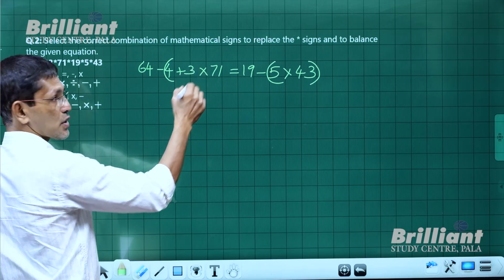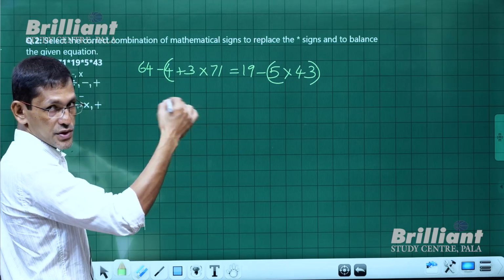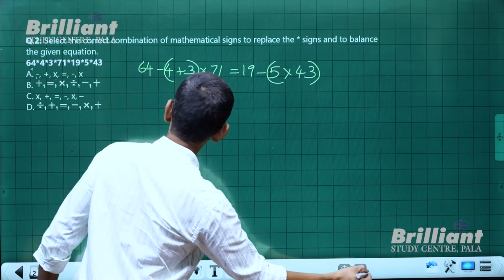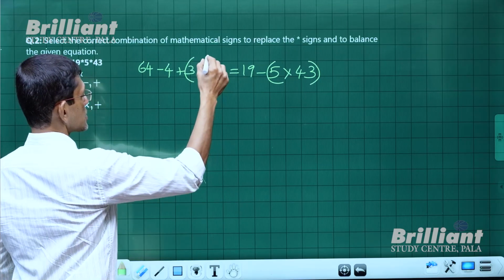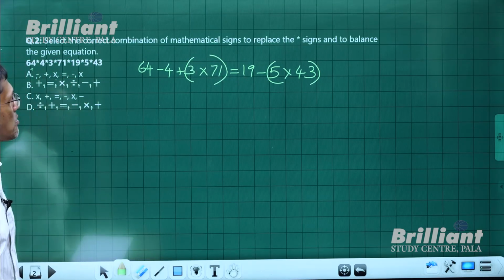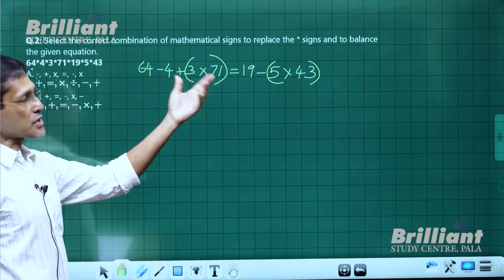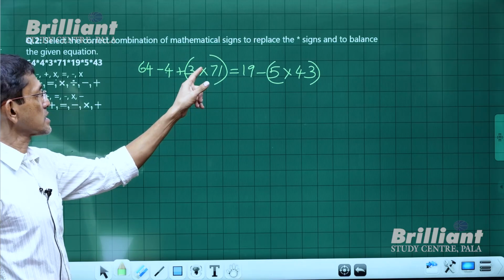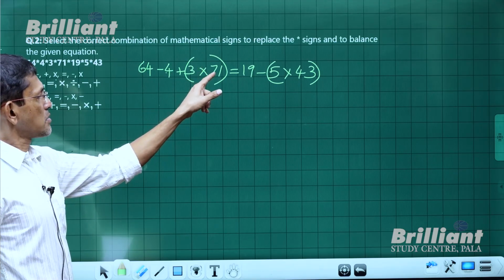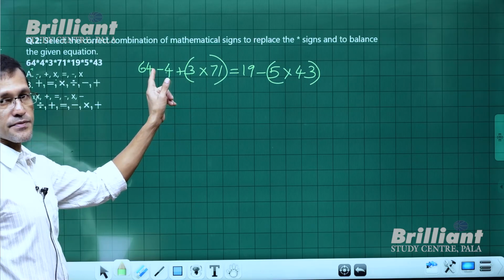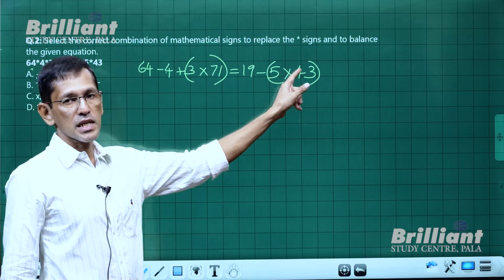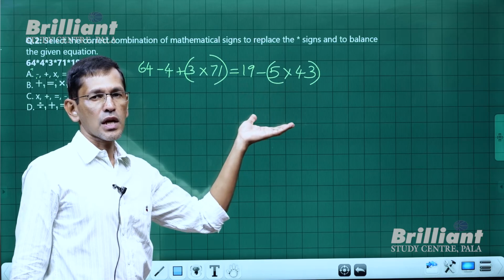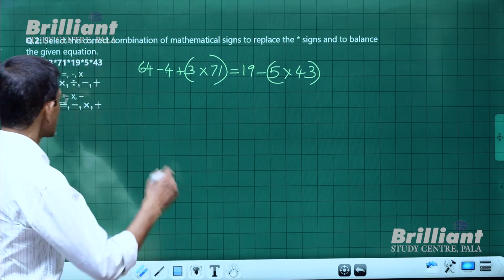Now on the left, apply BODMAS. Always when you come across these kinds of questions, apply BODMAS. So 4 plus, that is plus, so we don't need the bracket there. This is 3 into 71, which is 200 and something, 213. 64 minus 4 is 60, and 13 plus 60. So here we have a negative value. When you compare these two, we don't get both sides of the equation balanced. So the first one cannot be the answer.